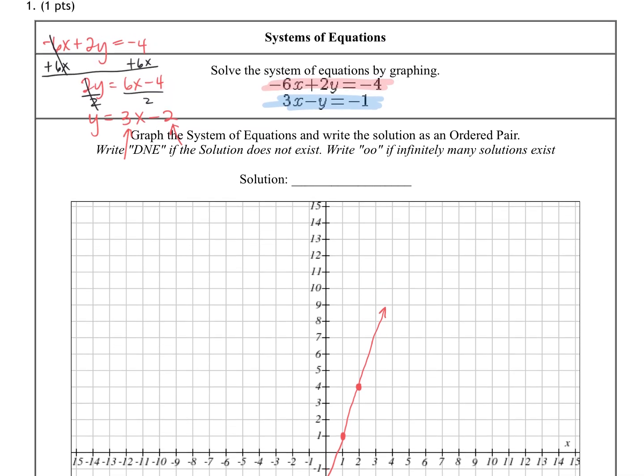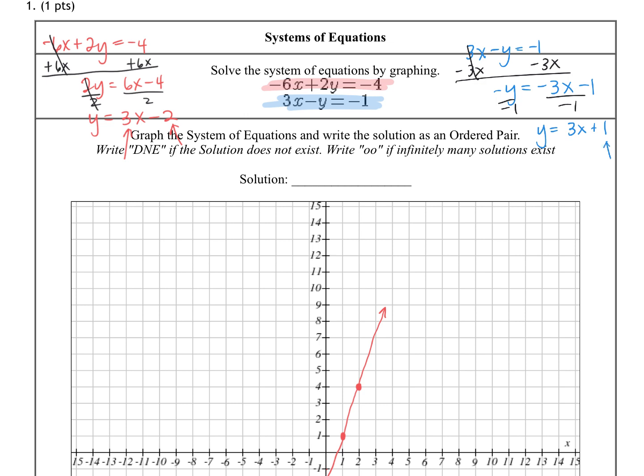The second line, we'll do the same thing. We'll solve for y. So we have 3x minus y is equal to negative 1. So we would start by trying to get the y by itself. So we would move the x piece by subtracting it from both sides. So we'll have negative y is equal to negative 3x minus 1. We would need to divide everything by that negative 1. So we would have y equals 3x plus 1.